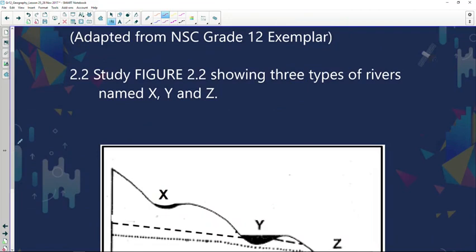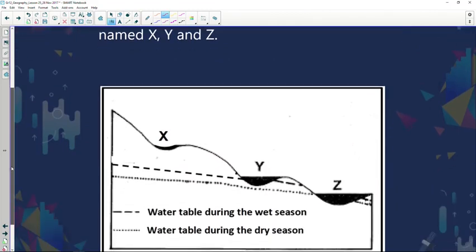Okay, that was our short questions. Let's quickly continue to our next set of short questions. If we look at 2.2, study figure 2.2 showing 3 types of rivers named X, Y, and Z. As you can see, there's X, Y, and Z. There's a dotted black line that shows us the water table during wet season, and then an even finer dotted black line showing us the water table during dry season.